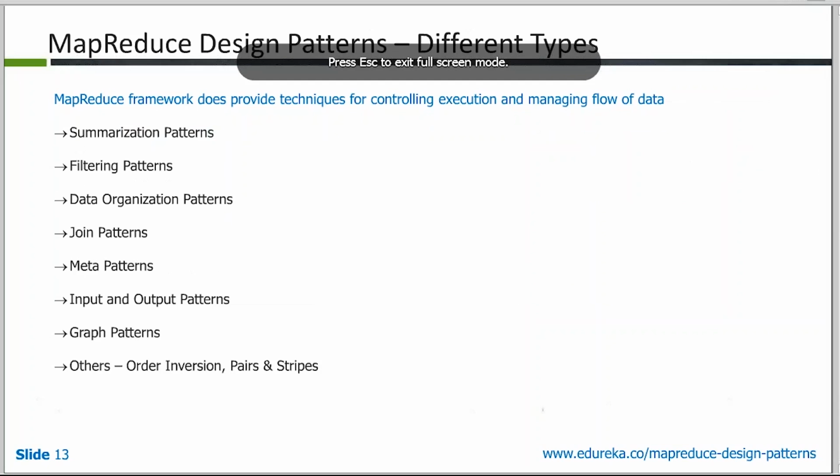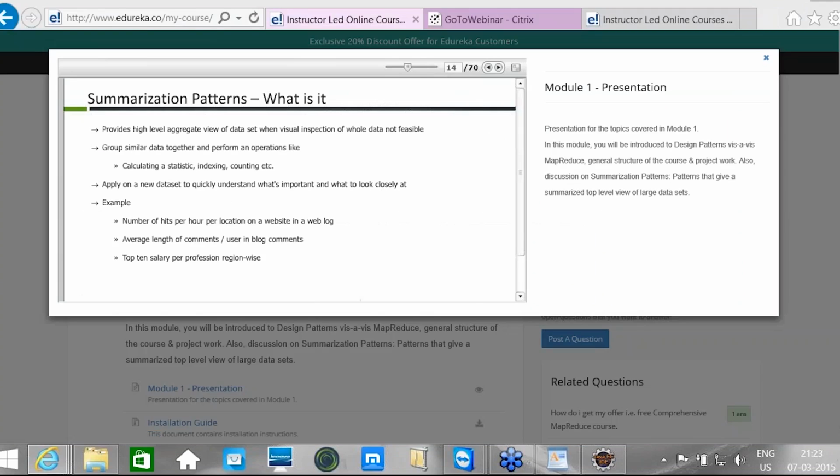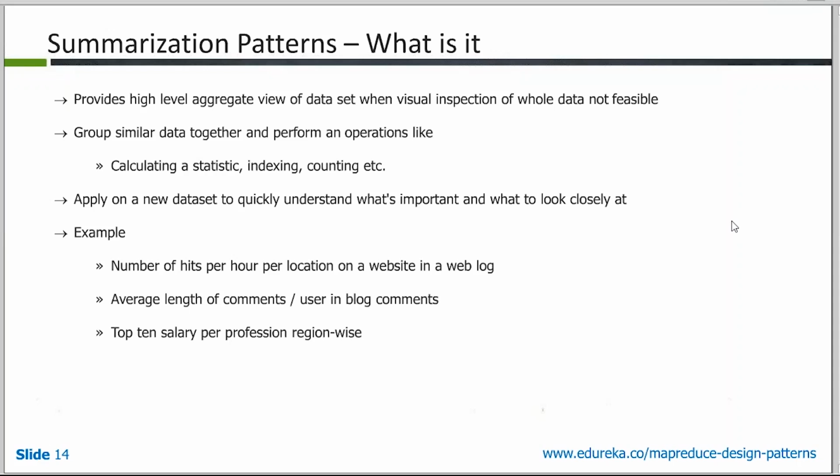And then we have others here, for example, pairs and stripes. Pairs and stripes is useful in cases of text analytics. For example, we calculate a lot of bigrams and trigrams when we are doing analytics on text. So pairs and stripes are useful in such cases because they output pairs of words which are adjacent to each other.